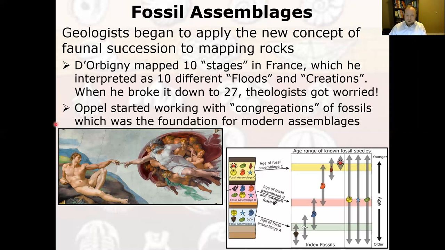At the same time, Oppel started working with congregations of fossils. So instead of just looking at one or two diagnostic fossils, he started looking at assemblages, groups of fossils. For example, on this diagram, this yellow scallop, the blue star, and this green bivalve have ranges that go across the whole thickness of this rock unit. They're present in all three of the assemblages, and they just don't help you at all with age ranges. If you look at the individual trilobite here, its age range is this area.